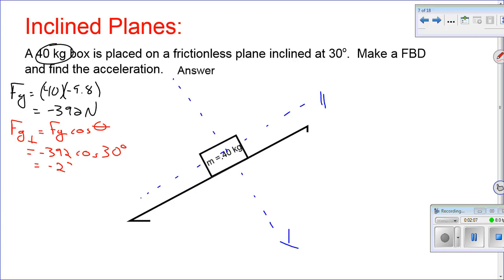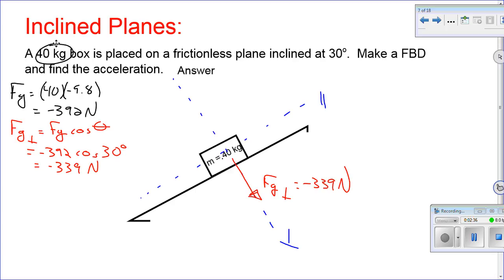And so that gives you negative 339. Is that right? Oh, 339. Let's draw it. That's our perpendicular component, so that's going to go down here. Fg perpendicular is negative 339 newtons. Cool?